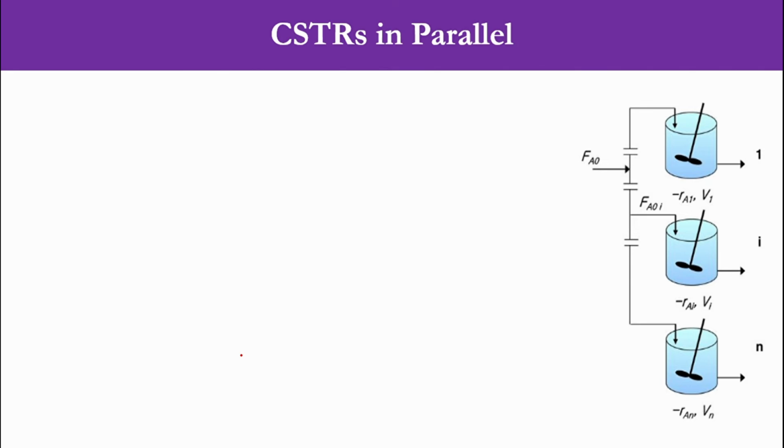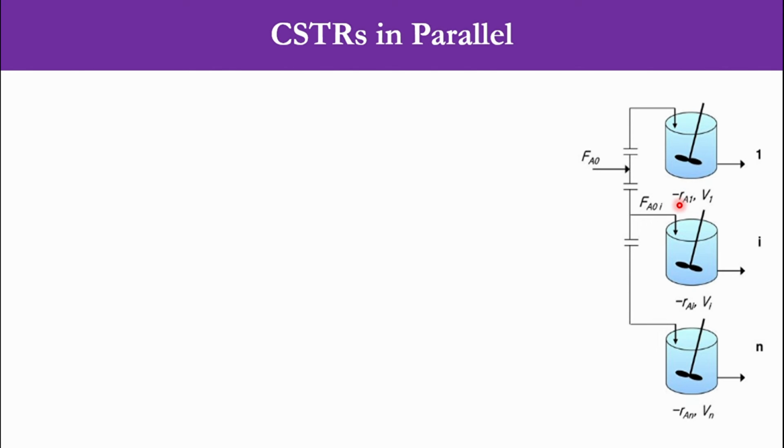So now moving on to CSTRs in parallel. The previous case was for series, now it is for parallel, where this FA0 is divided into 3 parts. There are 3 reactors connected in parallel now. The flow rate is represented as FA0i. For the first reactor it will be FA0-1, FA0-2 for the second, and FA0-3 for the third.